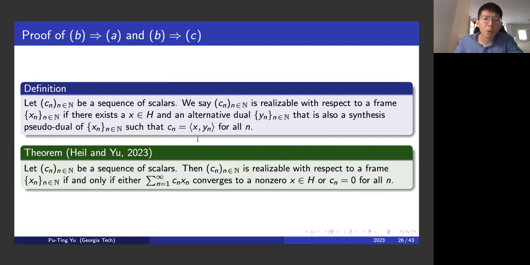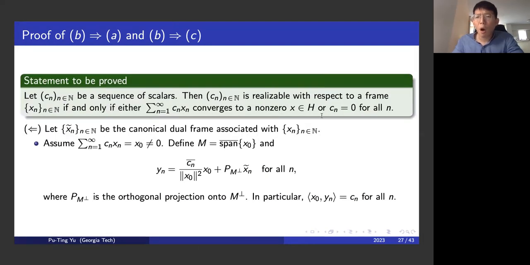So let's see how to prove this theorem. In this proof, once again, let me use Xn tilde to denote the canonical dual frame associated with Xn. If Cn are all zeros, then we can just pick Yn to be the canonical dual frame and pick the element to be the zero element. Then we will have the inner product of 0 and the Xn tilde equals 0 for all n.